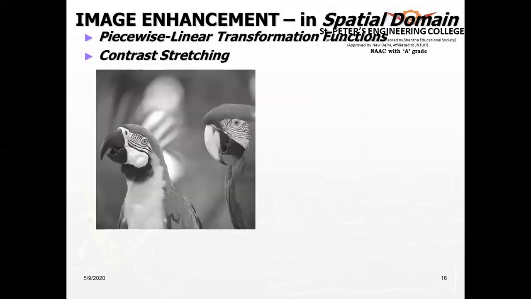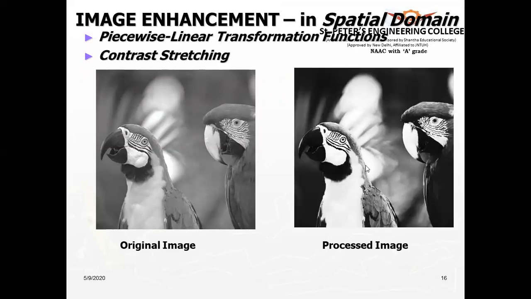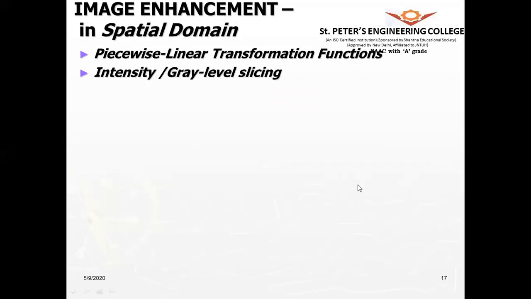So another example of contrast stretching. This is the original image and this is the processed image. The next piecewise linear transformation is the intensity or gray level slicing.